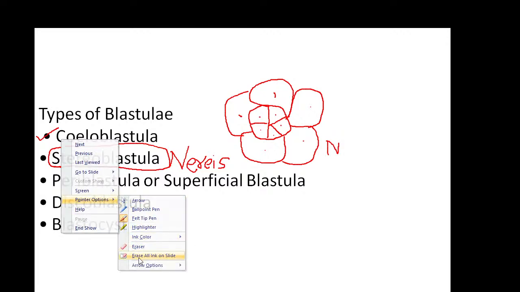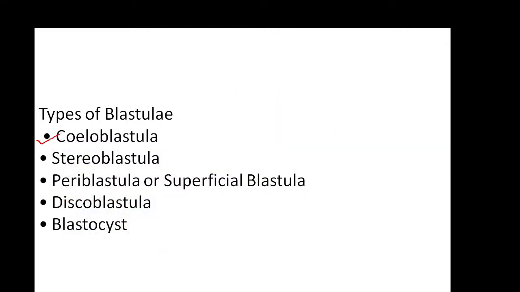Periblastula or superficial blastula. Coeloblastula കഴിഞ്ഞു, stereoblastula കഴിഞ്ഞു. Next is periblastula or superficial blastula. പേര് പോലെ തന്നെയാണ്. Periblastula അല്ലെങ്കിൽ superficial blastula എന്ന് പറയുന്നത് superficial cleavage അല്ലെങ്കിൽ peripheral cleavage ന്റെ ഫലമായിട്ട് ഉണ്ടാകുന്ന blastulaയാണ്. In the previous class we said what is superficial cleavage.